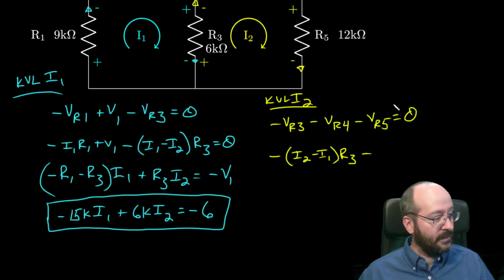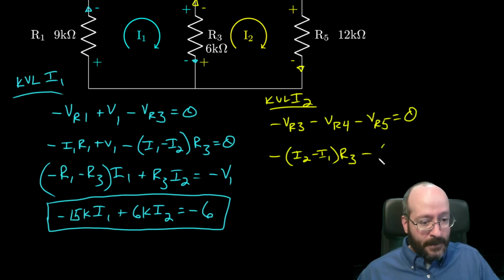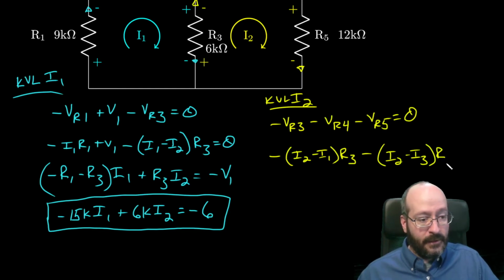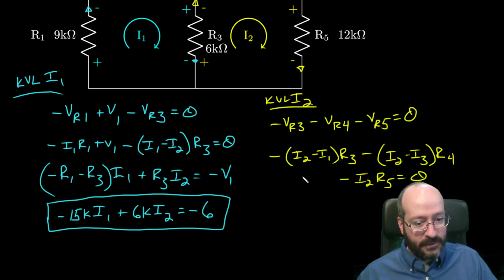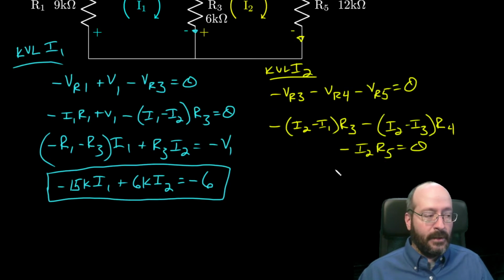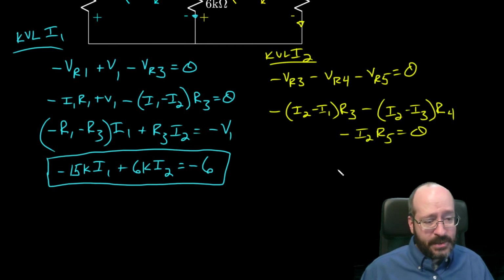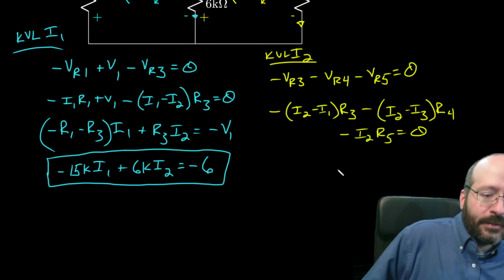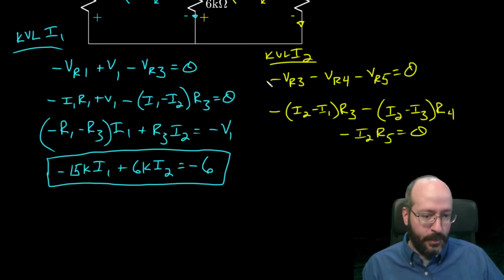So let me get this up where you can see it. And we're going to say I2 minus I3, and that's in front of R4. I've run out of room over here. I'm going to have to wrap my equation. Sorry about that. And we have minus I2 R5, and that's all equal to 0. Okay, so that's looking pretty good. We just have to rearrange our terms, so distribute and regroup.